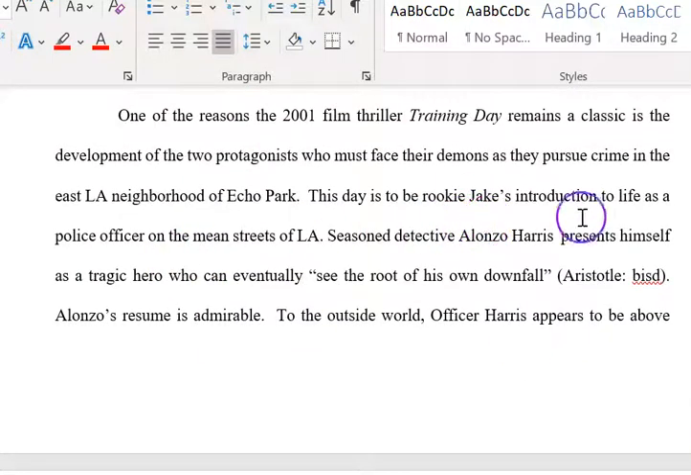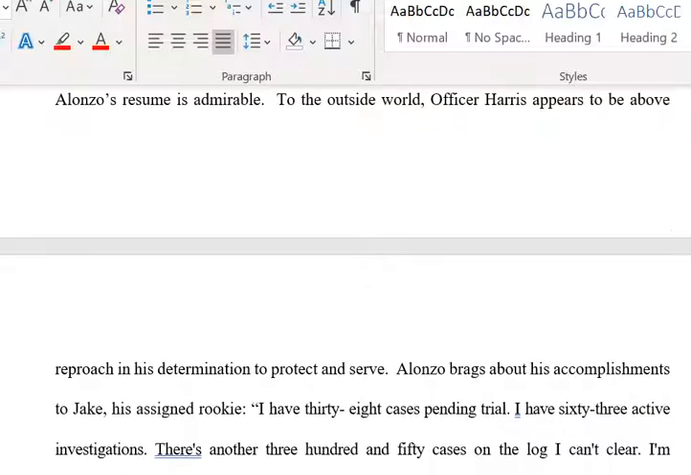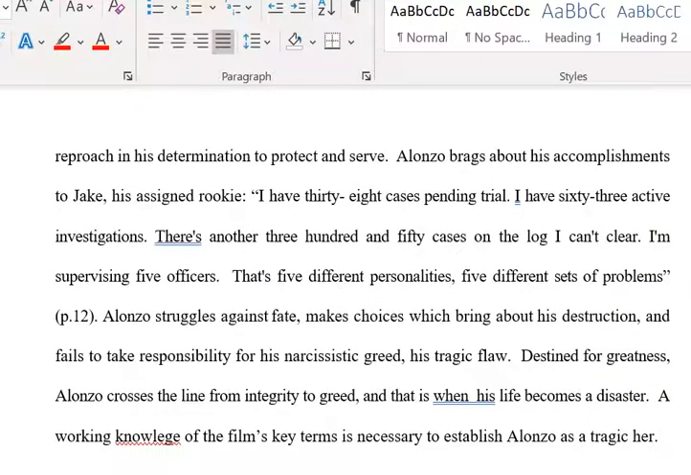This day is to be rookie Jake's introduction to life as a police officer on the mean streets of L.A. Seasoned detective Alonzo Harris presents himself as a tragic hero who can eventually, quote, see the root of his own downfall. That's the Aristotelian quote that we used. Very good. Alonzo's resume is admirable. To the outside world, Officer Harris appears to be above reproach in his determination to protect and serve. Alonzo brags about his accomplishments to Jake.